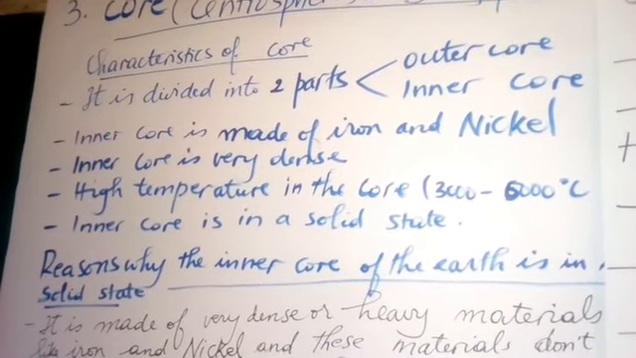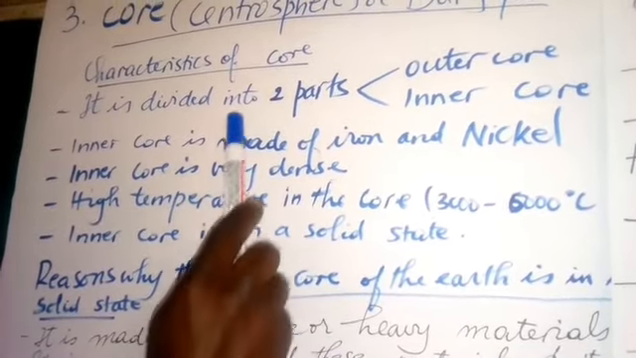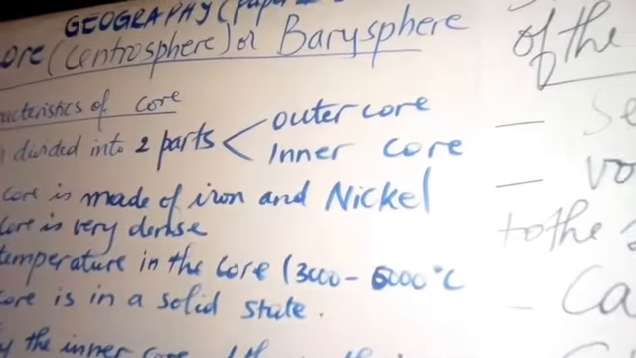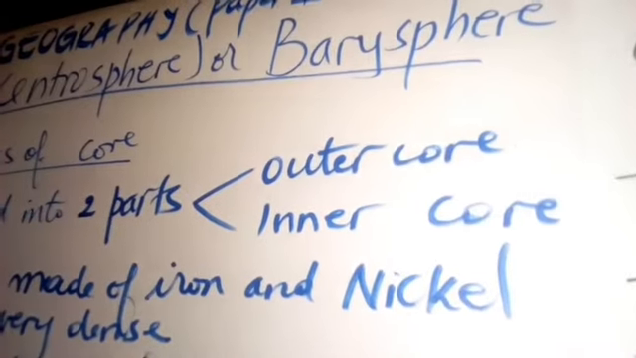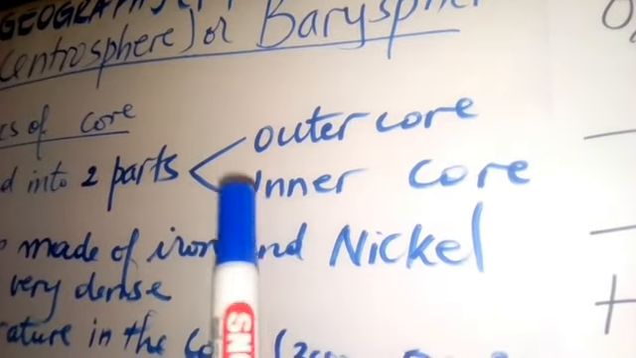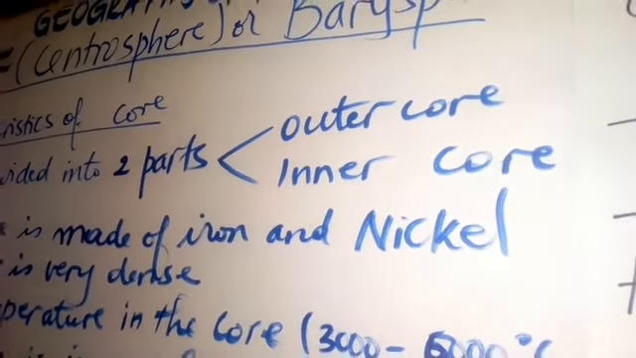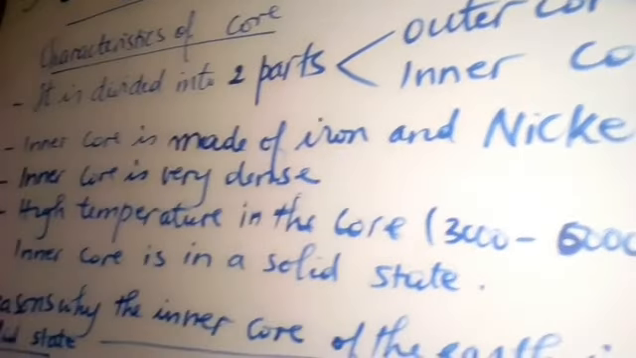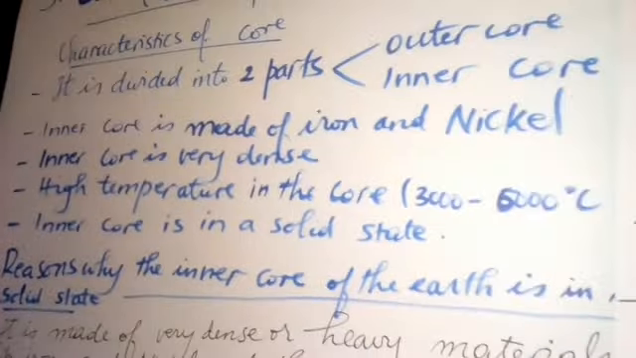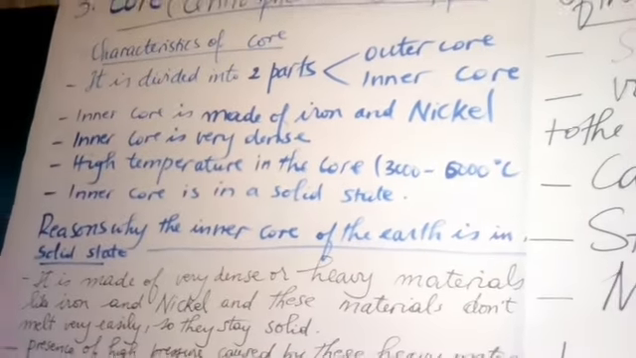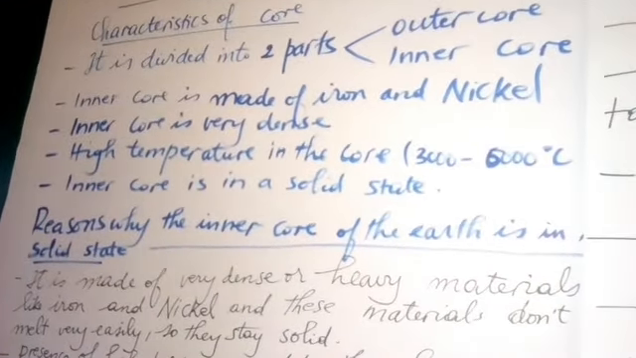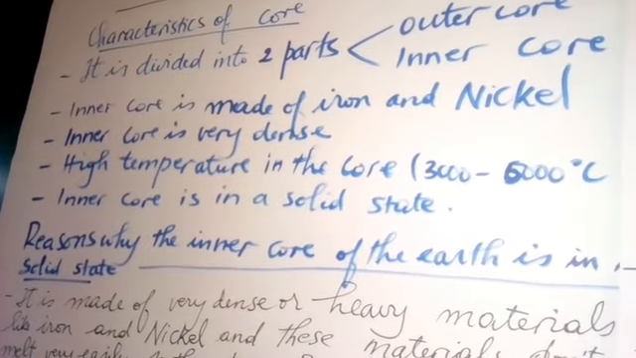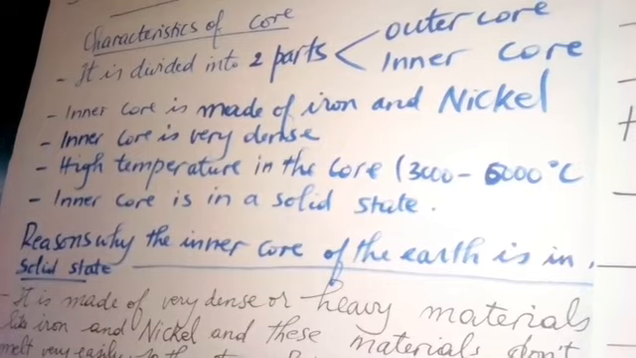Number 1, core is divided into 2 parts. The 2 parts include the outer core and the inner core. So inner core, it is made of iron and nickel. Those are minerals that make up this inner core. Inner core is also very dense, meaning that since it is made of iron and nickel, it is very dense.